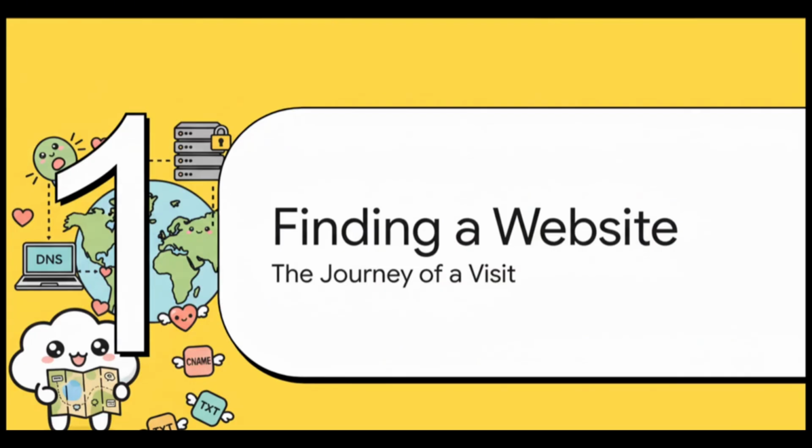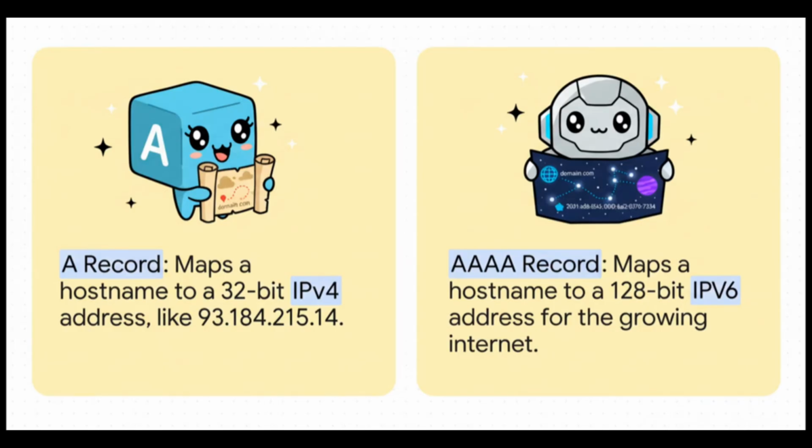Okay, so let's follow the journey we all take 100 times a day: visiting a website. The moment you press enter, your browser kicks off this hunt for the site's digital address. The first place it looks is for an address record, what we call an A record. This is the most direct map there is, linking a domain name straight to its numerical IPv4 address.